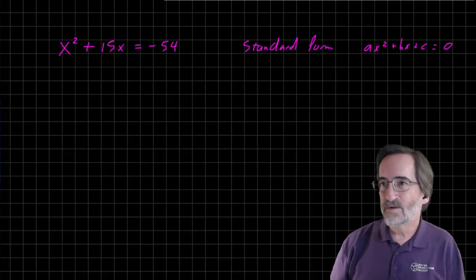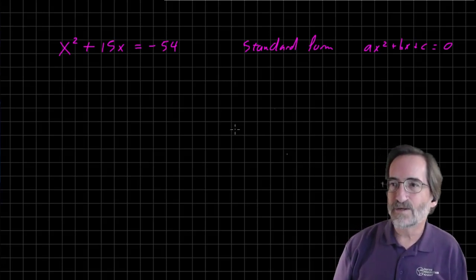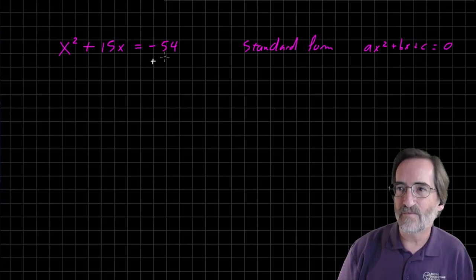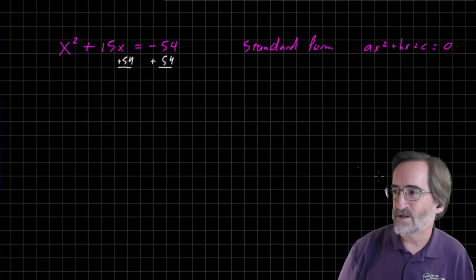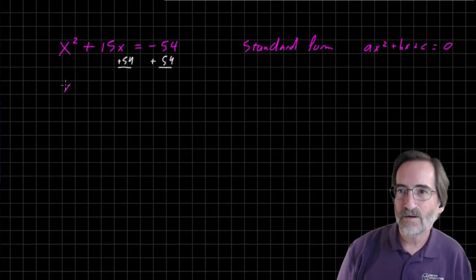So we need to get the negative 54 over to the other side. So we're going to add 54 to both sides. Now there's no constant to add it to, so it simply gets tacked on the end. And this now looks like x squared plus 15x plus 54 equals 0.